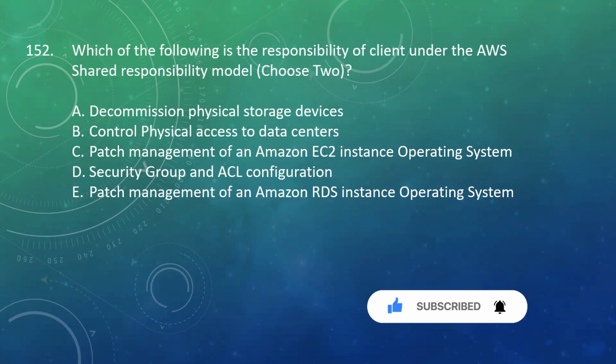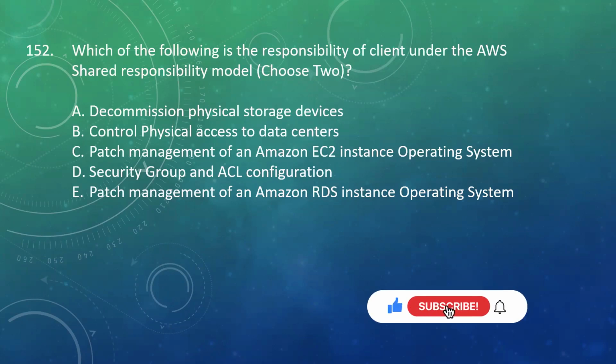The third option is patch management of an Amazon EC2 instance operating system. Now, Amazon EC2 is infrastructure as a service where you have access to the operating system. You are the one who is going to manage it, so it lies under your responsibility. Then the next option is security group and ACL configuration. Again, you do have access to create security groups and ACLs when you are creating EC2 instances, so this is under your responsibility.